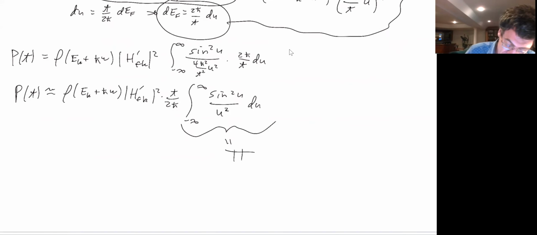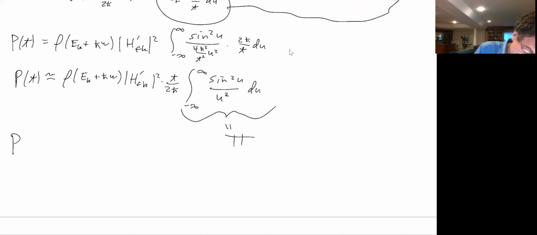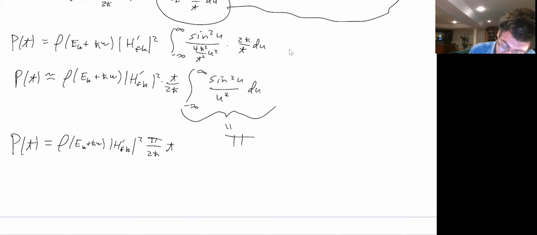And so that means the final integral, we have our answer. It's equal to density of states at E_K plus h bar omega, times the matrix element squared connecting the initial and final state, times pi over 2h bar. We've got this pi factor, and then there's time. It's linear in time. And so that's really interesting. It's linear in time.